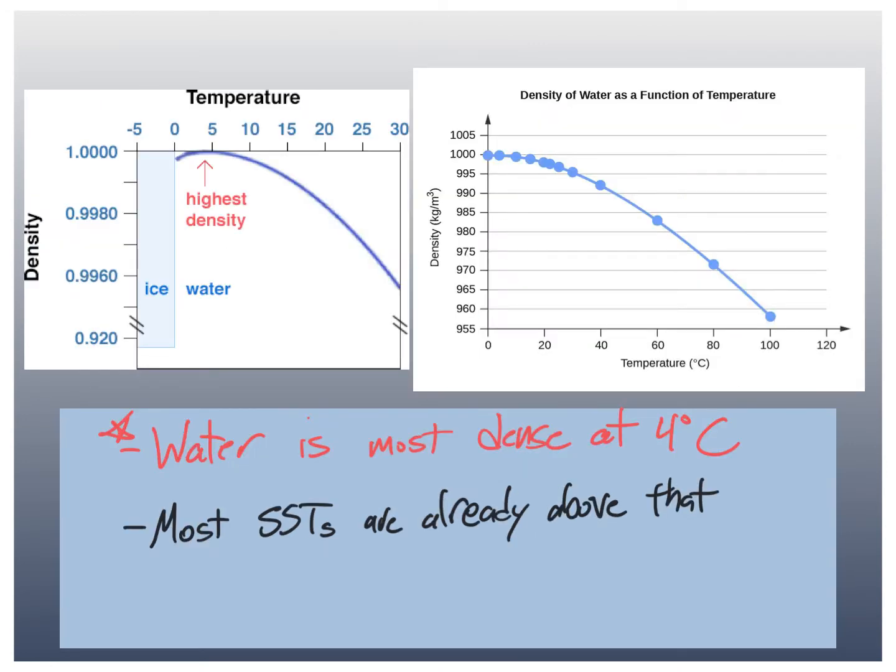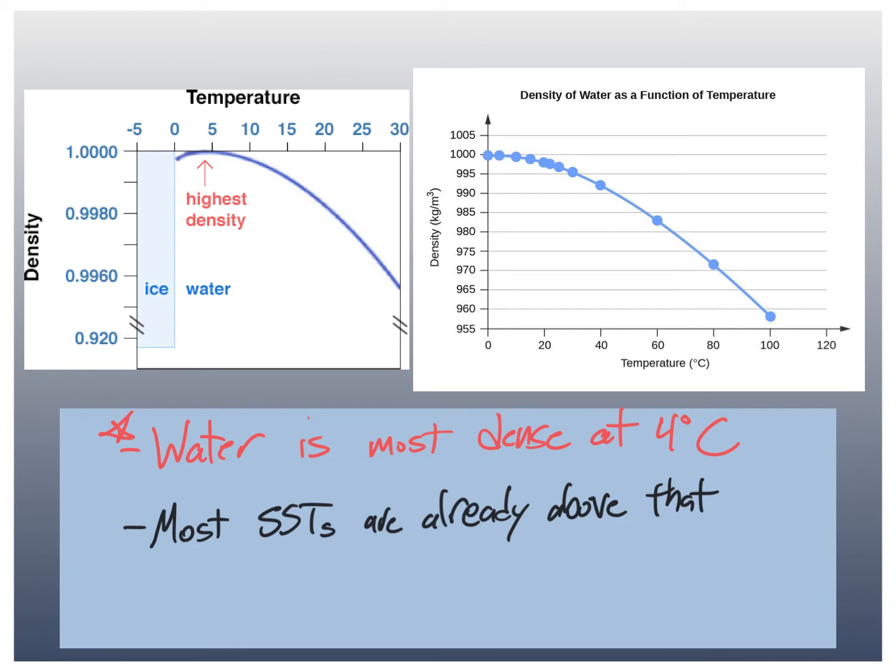Now, what the asterisk deals with is the fact that water is its most dense at 4 degrees Celsius. It's kind of a weird substance like that. We talked about this earlier in the year. So technically, I can't say that it always decreases in density as it warms up. So if it was between here and here, it wouldn't. But for the most part, our oceans, most sea surface temperatures are already above that. So when you do heat them up, you're going to see them get less dense.